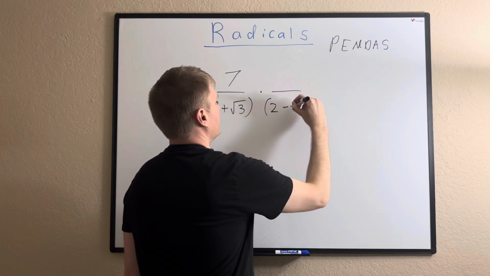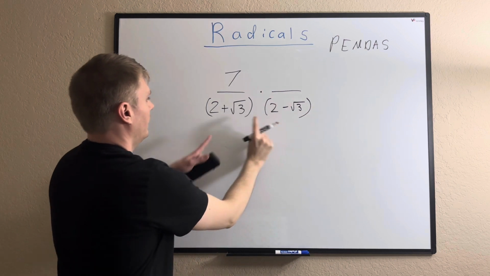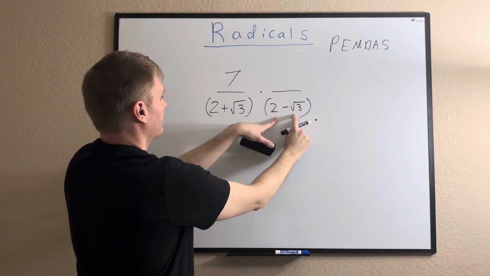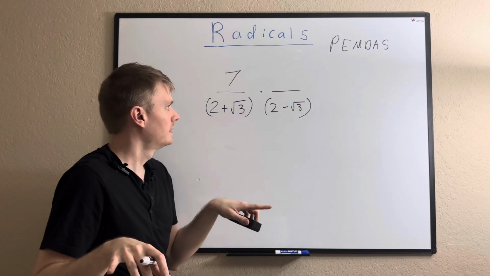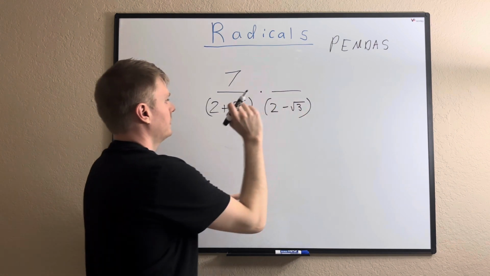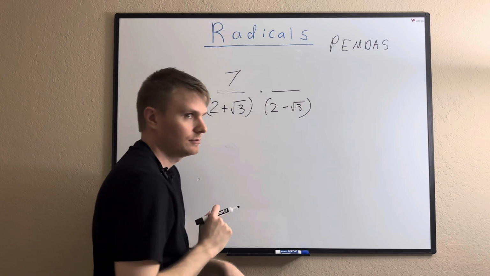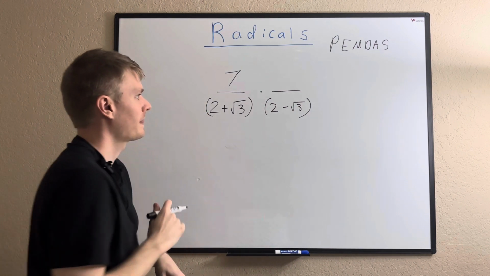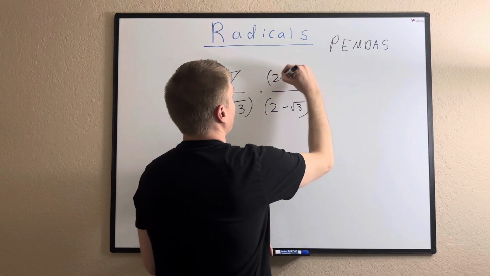And it's called conjugate. Now, the only difference between these, can you tell? This one's subtraction and this one is addition. That's the only difference. So you just write that same thing with a different sign. See, if this was subtraction, then you would multiply it by 2 plus radical 3. That's the conjugate. Now, we want to multiply it by 1, so we got the same thing up here.